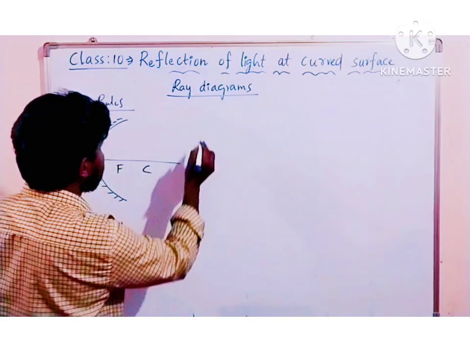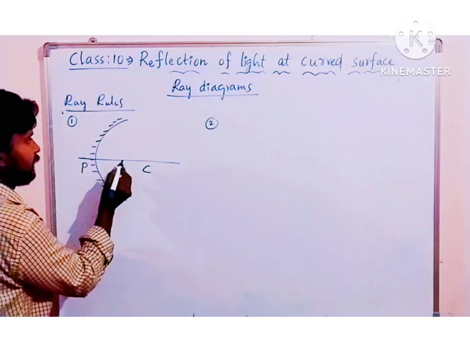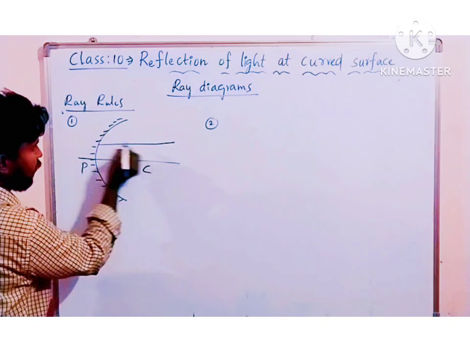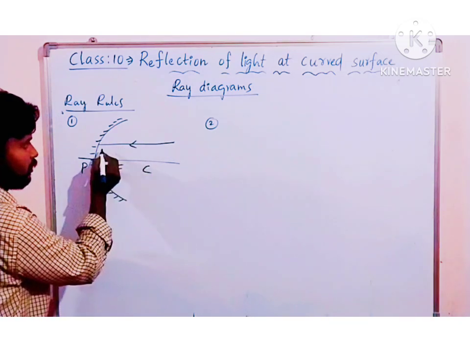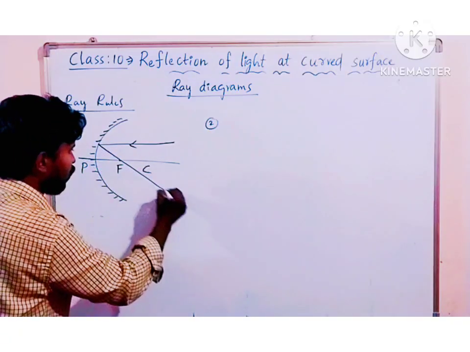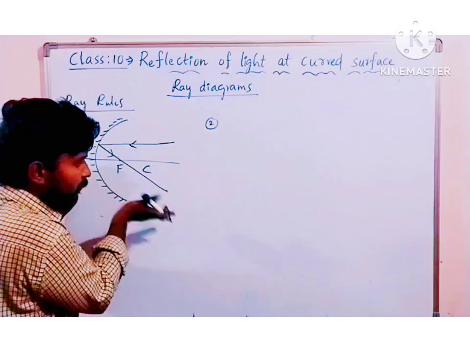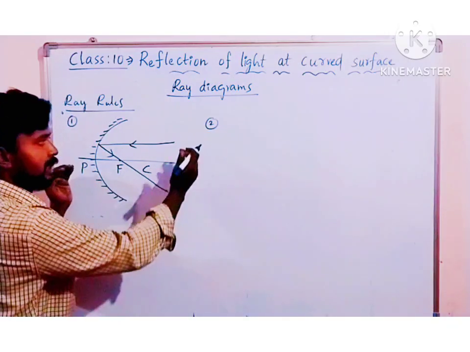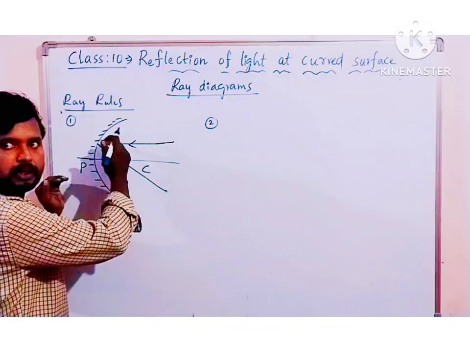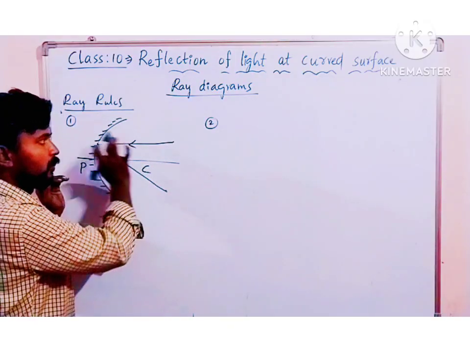Next thing is rule 2. Look here, first rule 1. Rule 1 says that when a light ray passes parallel to the principal axis, after reflection it moves through the focus. A light ray coming parallel to the principal axis, after reflection, goes through the focus. This is rule 1.